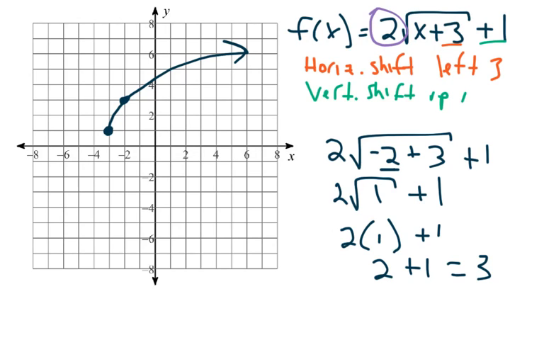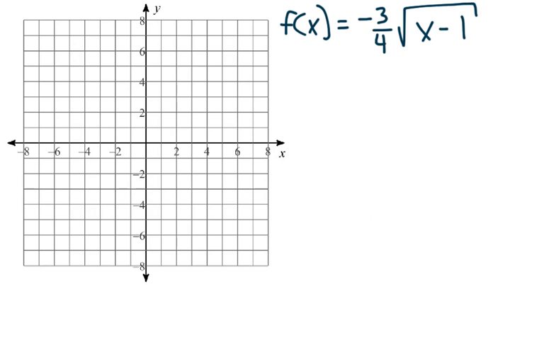I was showing you guys the parent function. This is what the square root of x looks like, right? But it shifted and had a vertical stretch. It's really popular. How about this one? Tell me what's going on. Horizontal shift to the right. To the right? You guys agree with them? What about vertical shift?